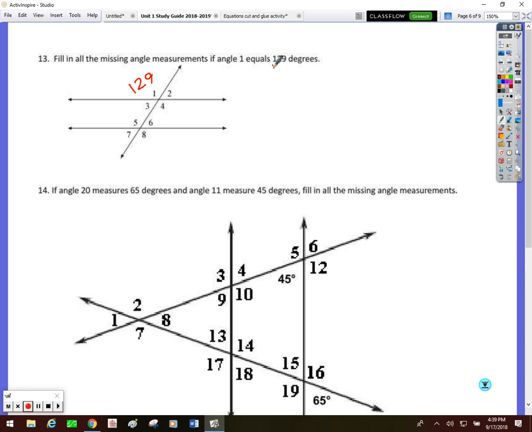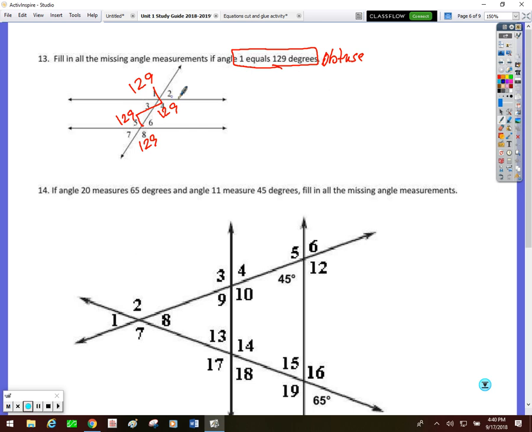Well, if I look up here, angle 1 is an obtuse angle, right? That means every obtuse in this one is also going to be 129 degrees. Vertical, alternate interior, vertical. Remember zigzag? Okay? All right. Then I can go back and find the other ones.